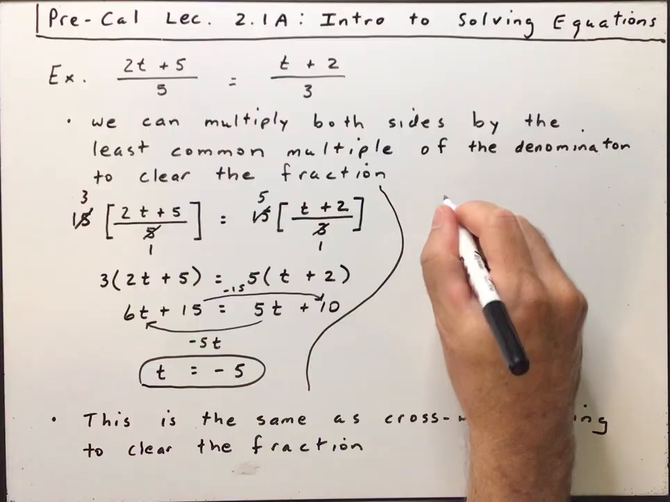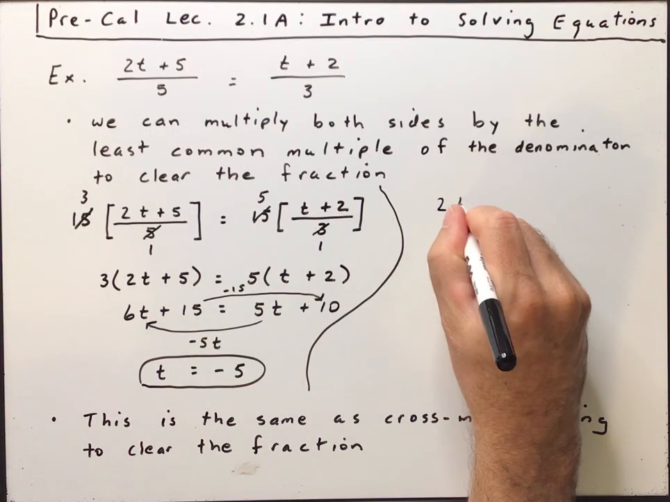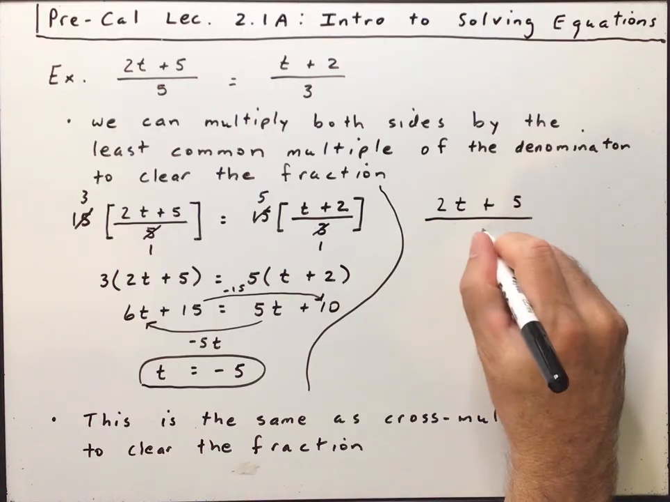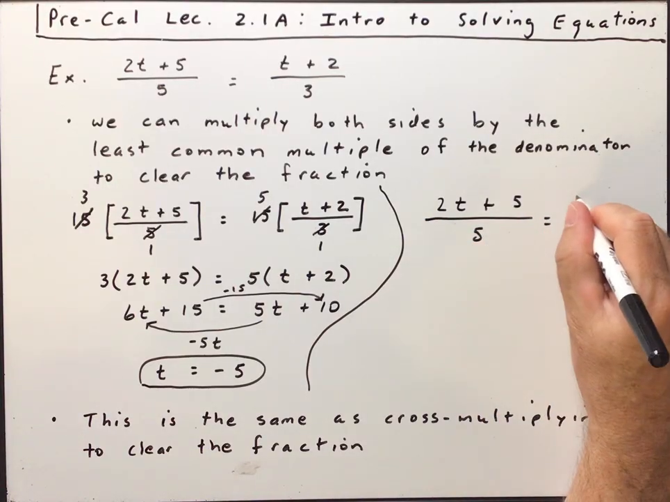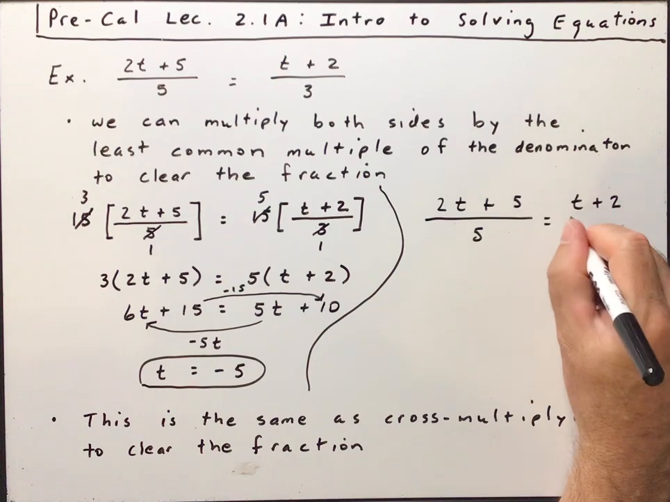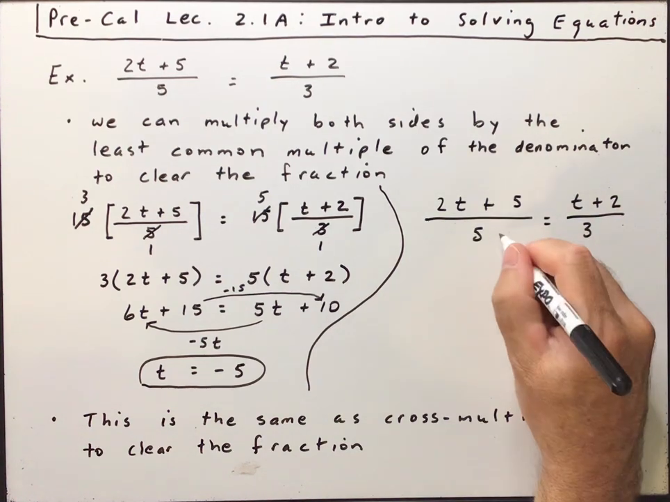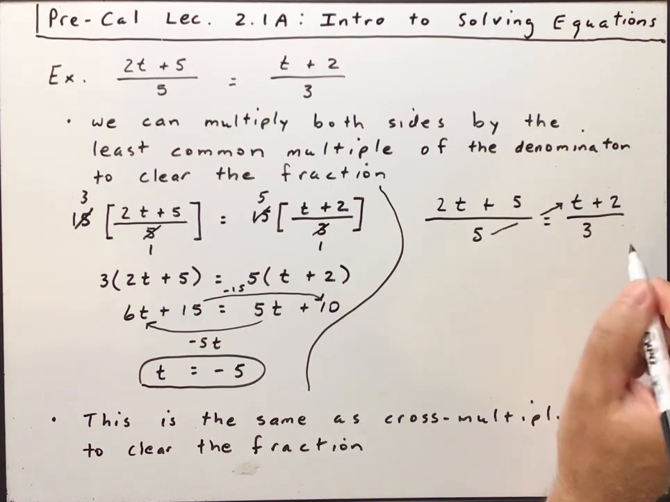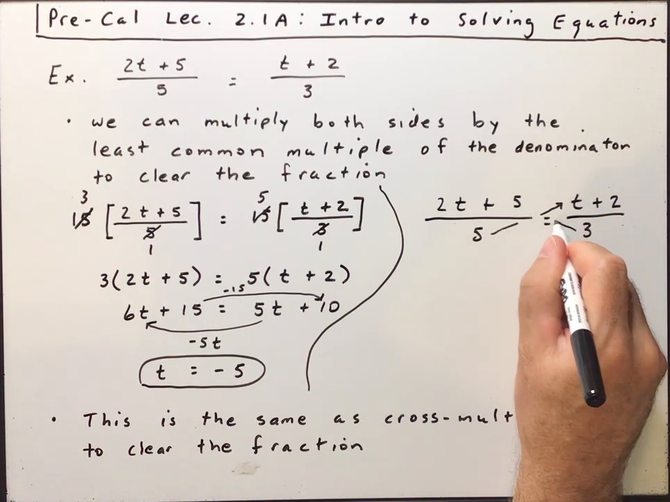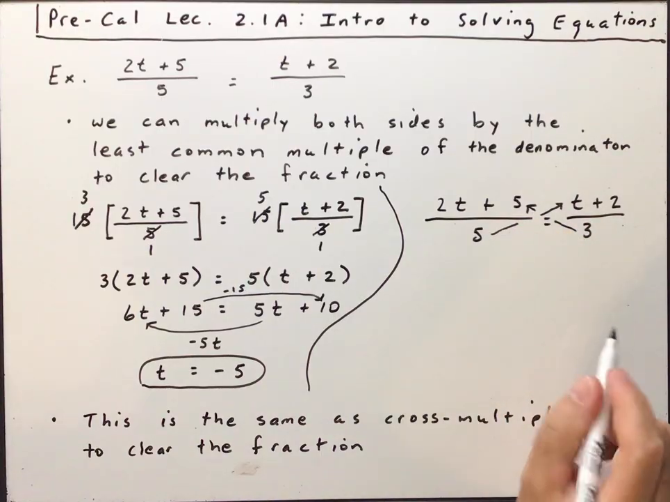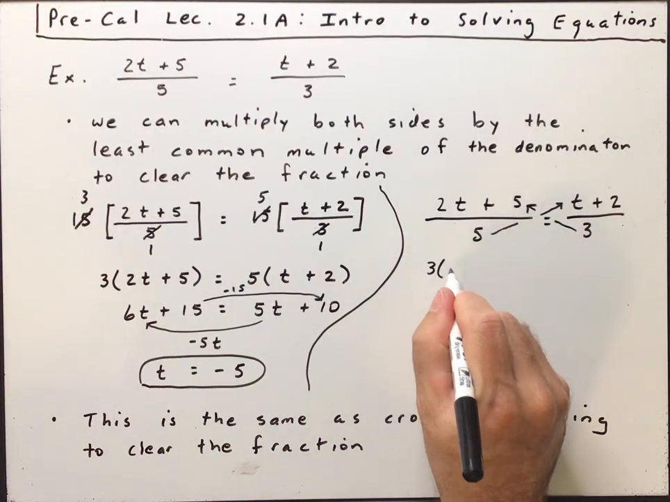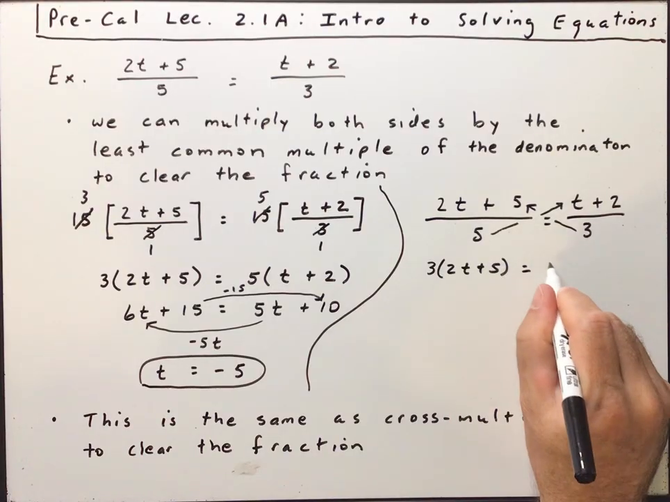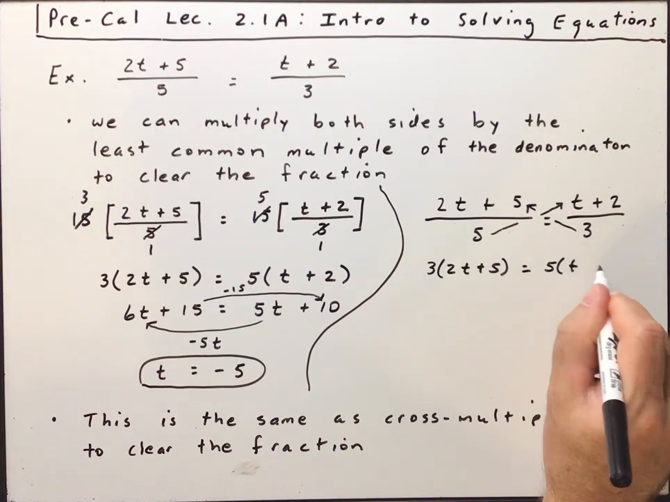Let's say we have, I'll rewrite it again, same one, 2t plus 5 over 5 is equal to t plus 2 over 3. Cross multiplying, I'm going to bring that 5 up here. So we've already kind of done that, and bring the 3 up here. And so I'd have 3 times 2t plus 5 is equal to 5 times t plus 2.